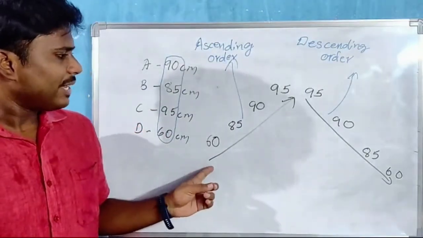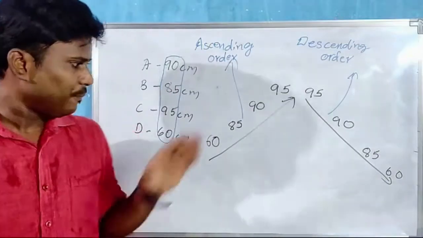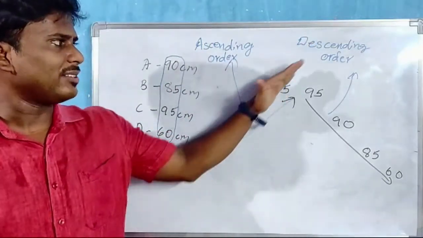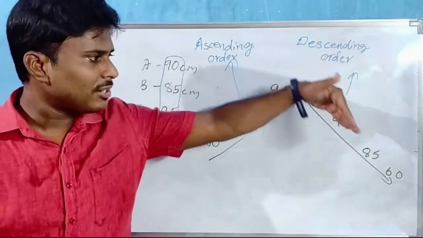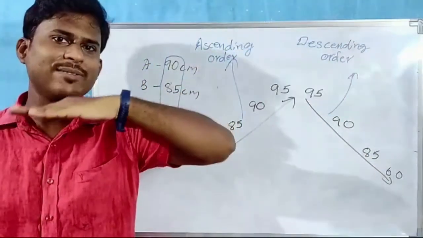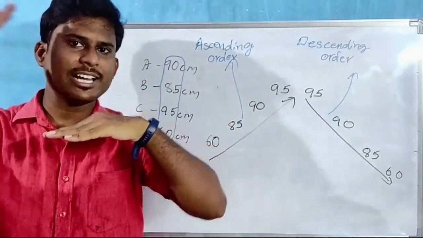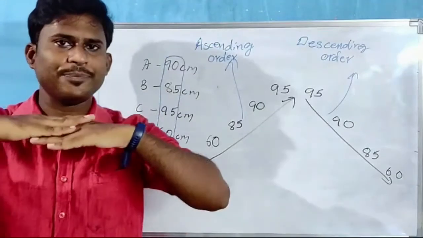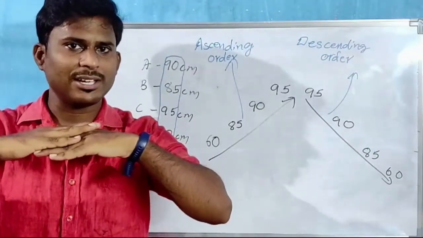Ascending order, descending order. In ascending order, what are we doing? We are climbing up like this. Then descending order, we are coming down. Okay. Now get ready with your hand movements. Keep your left hand in this way and right hand above it. First let us start with ascending order. Everyone should sing with me.